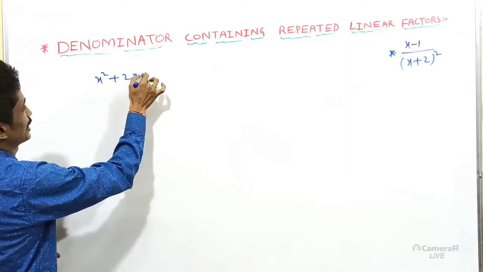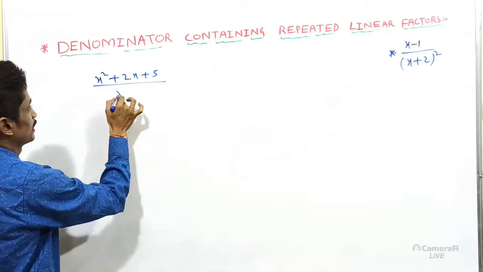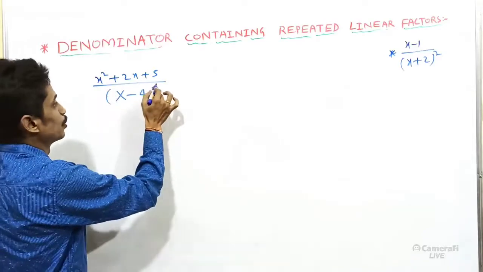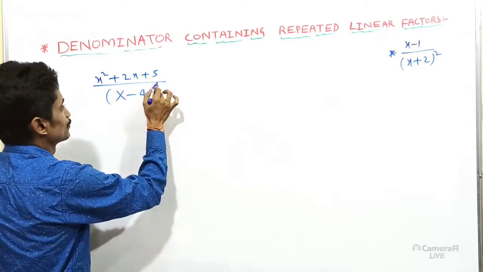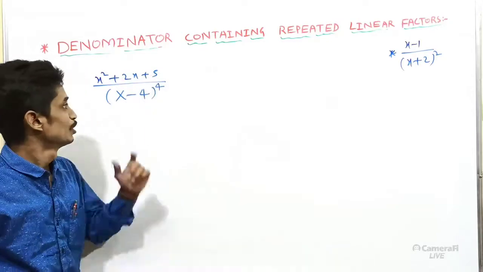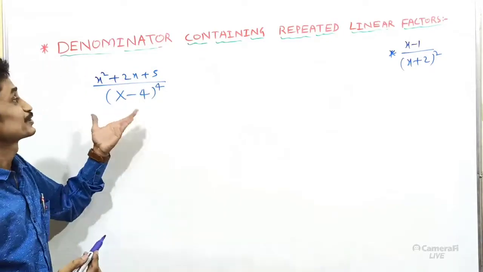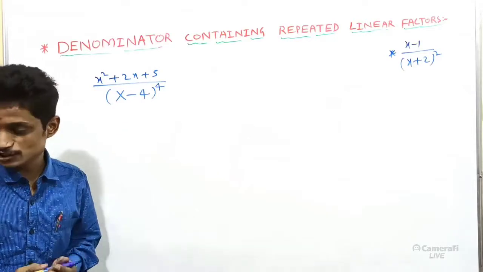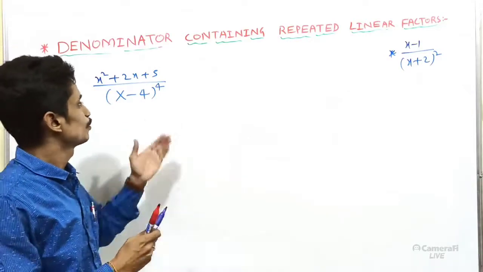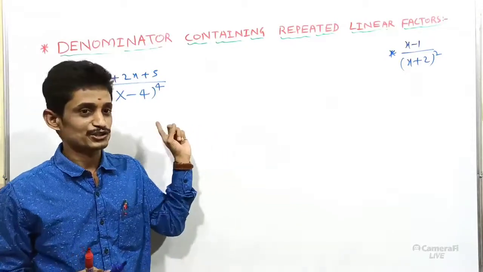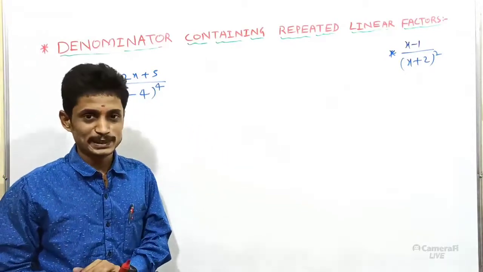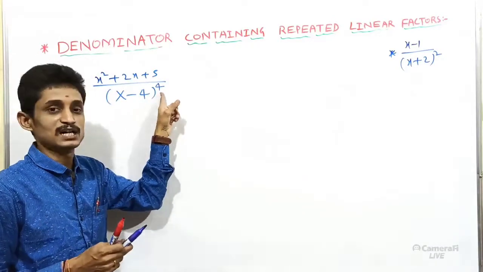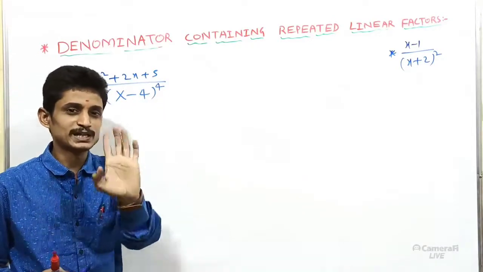plus 2x plus 5 divided by x minus 4 whole power 4. How to resolve it as a sum of proper fractions? How can we split in such a situation? But you don't go by method number 2. This type of problem you have to solve by method number 1, when your denominator has a large power. At this time you follow the first method.